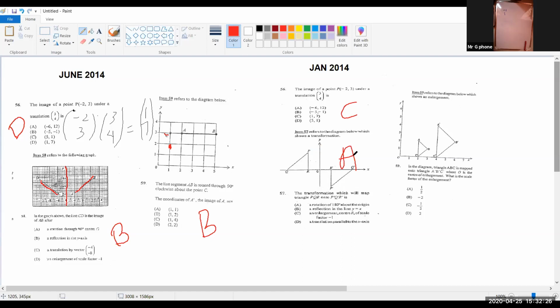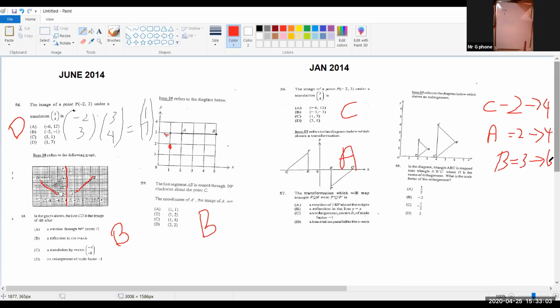In the diagram, the triangle ABC is mapped onto triangle A1B1C1, where O is the center of enlargement. What is the scale factor of the enlargement? So as you all can see, C, which was 2, went to 4. A, which was also 2, went to 4. And B, which was 3, went to 6.